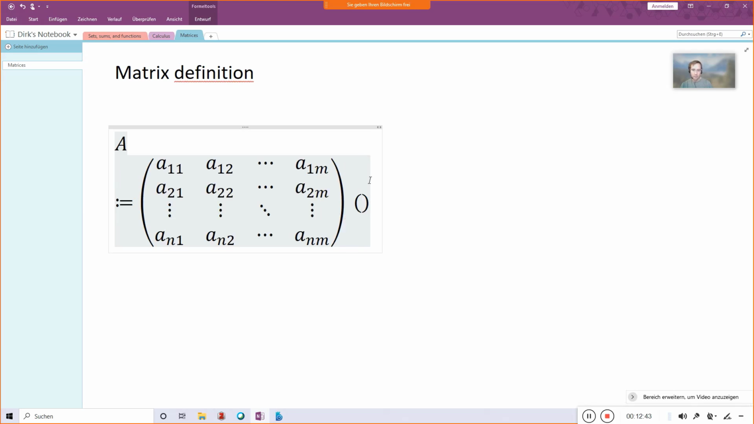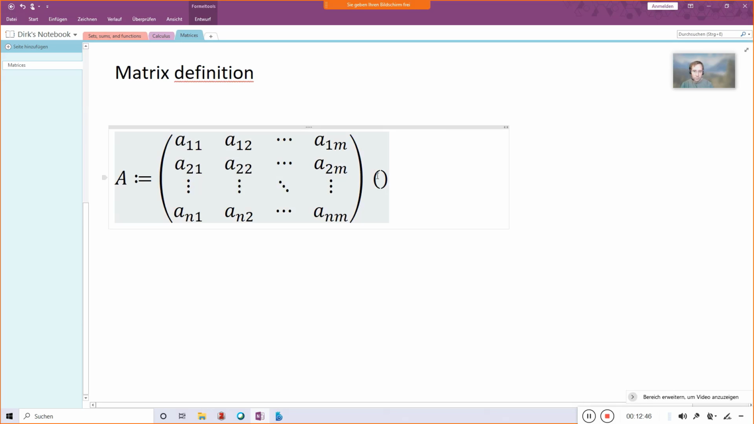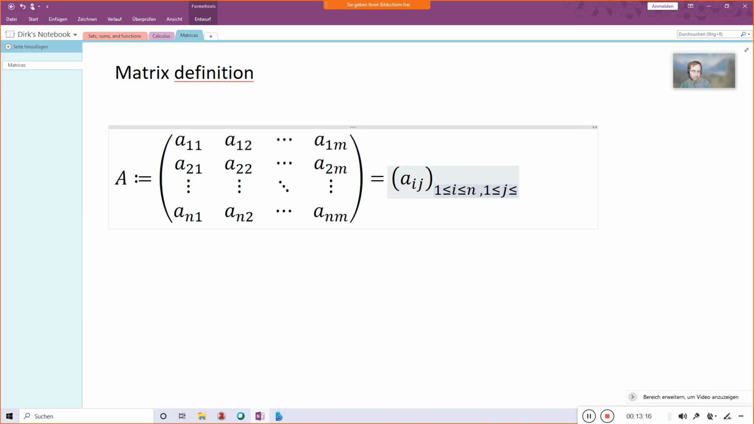Can also be written as follows. So one can also specify a matrix like this, so by specifying the elements and then saying that the subscripts of these elements go over n rows and m columns. So that's also a way to write this.